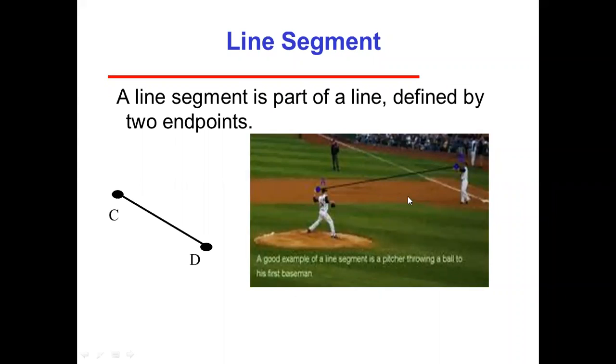In this diagram, you can see a good example of the line segment. Here, someone is throwing a ball, and it has two endpoints, because at both ends there are two persons. The limit is already defined here. So we can say this is a line segment.